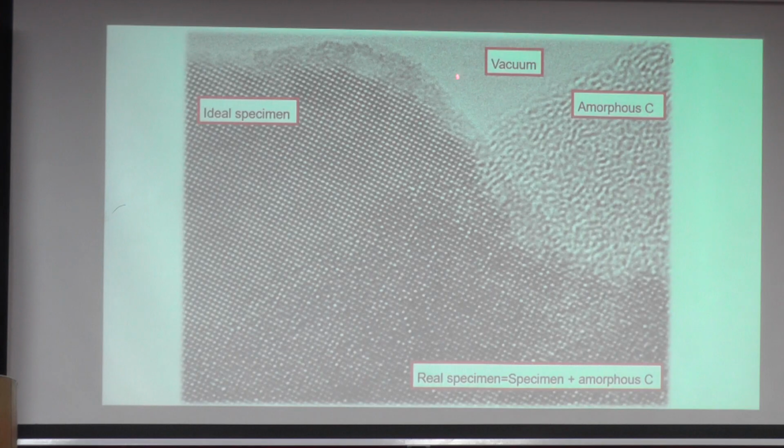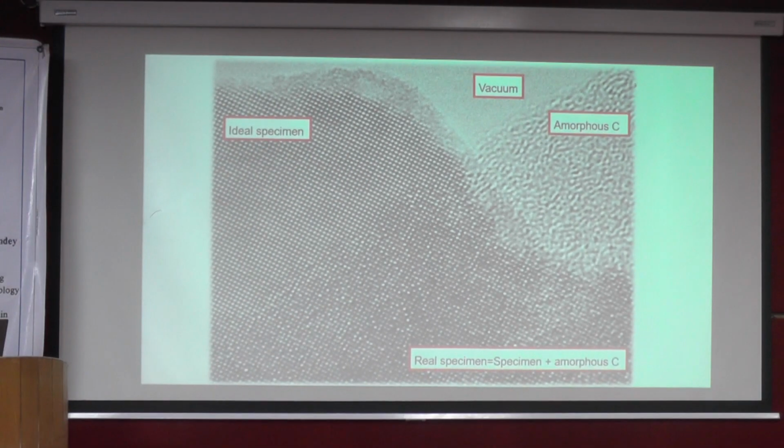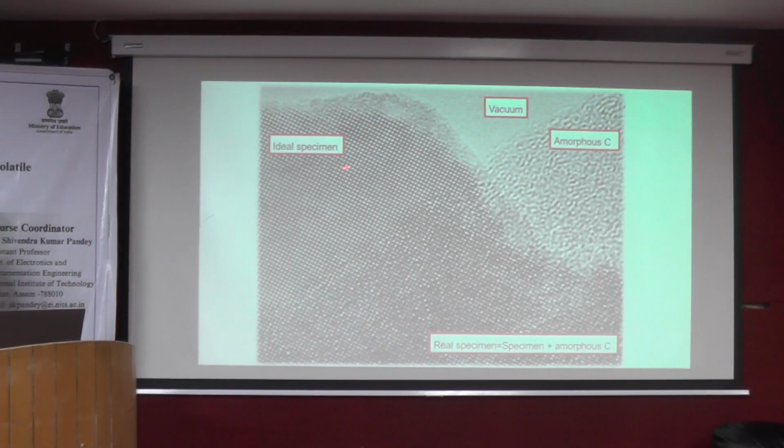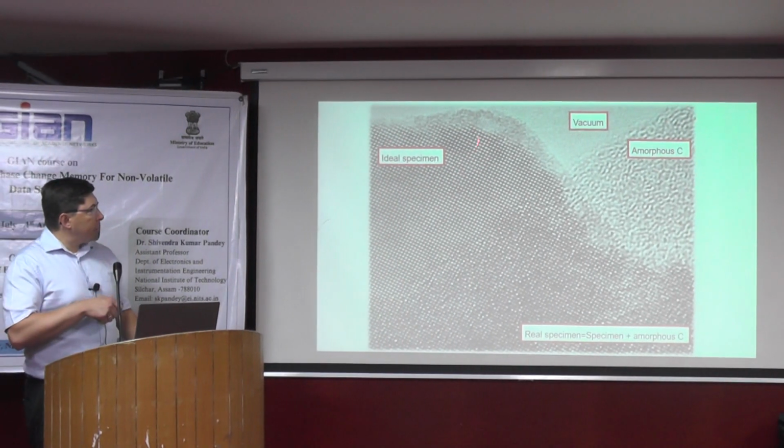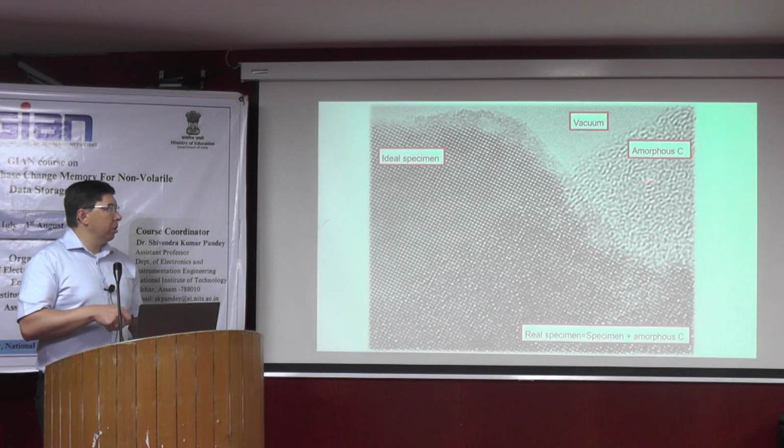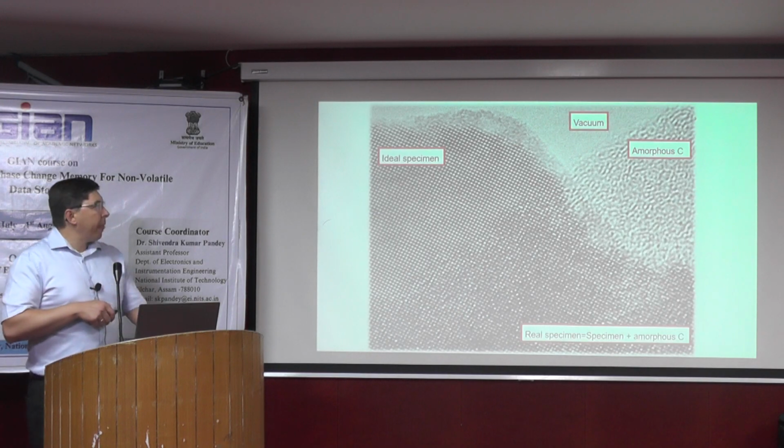One is the vacuum, here you see nothing. Here we see one area, this is another area, and this is the third area. This area belongs to the amorphous carbon. You see this is a disordered area, no ordering in this. So it comes from the TEM support. Then we see here our ideal specimen.